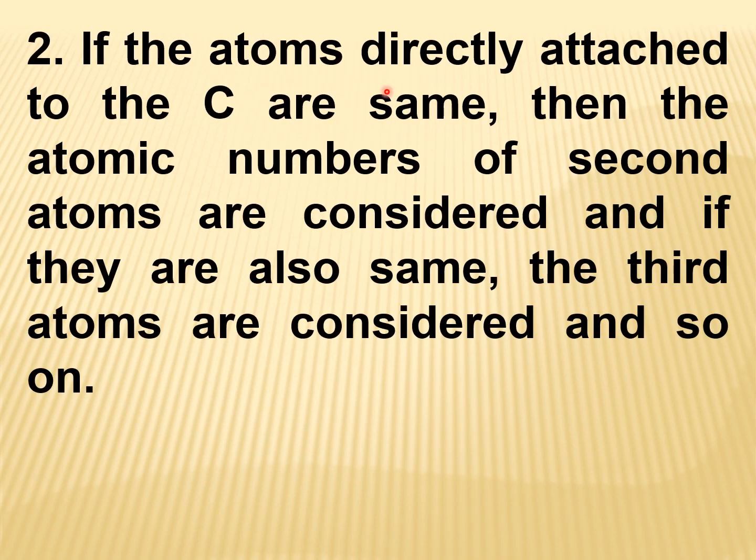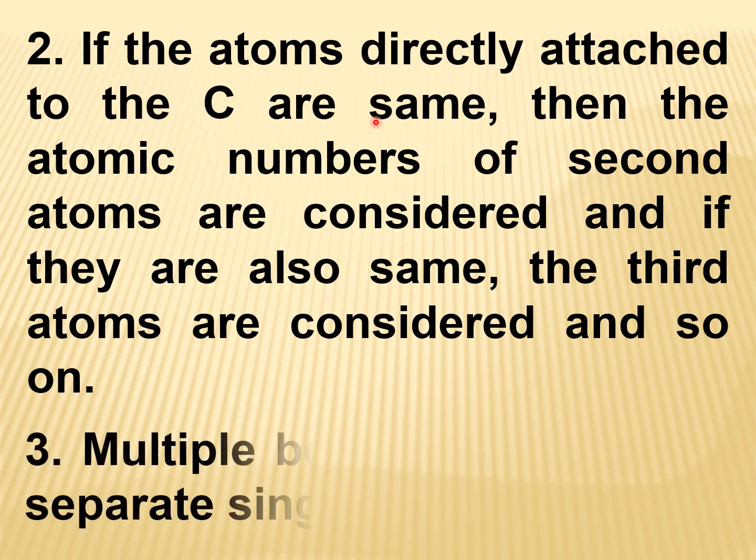If the atoms directly attached to the carbon are the same, as in the earlier case, CH3 and CHO group, then the atomic numbers of the second atoms are considered. And if they are also the same, the third atoms are considered, and so on. So that is the second rule: if the atoms directly attached to the carbon are the same, then the atomic numbers of the preceding atoms, second, third, etc. will be considered, and we will assign priority.